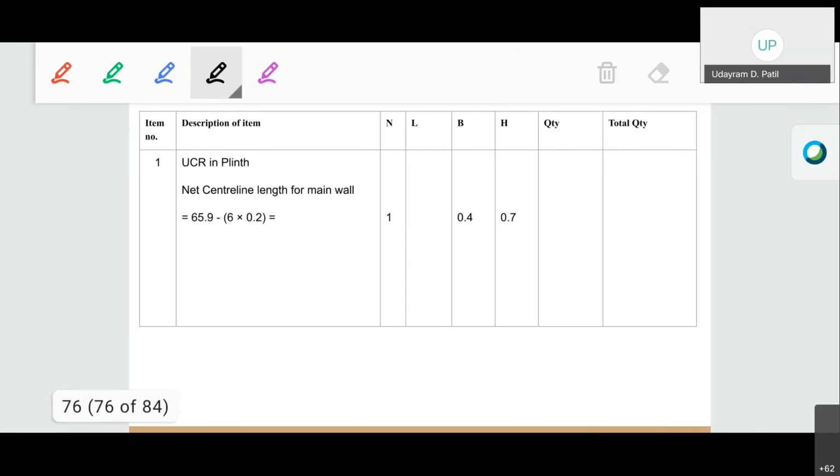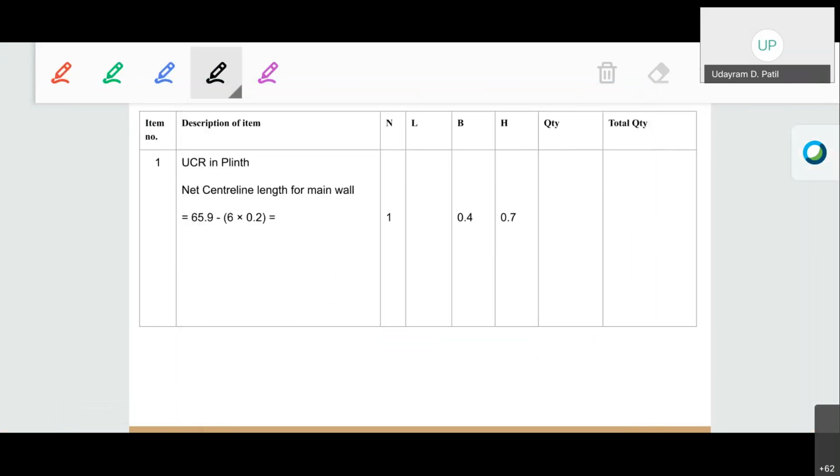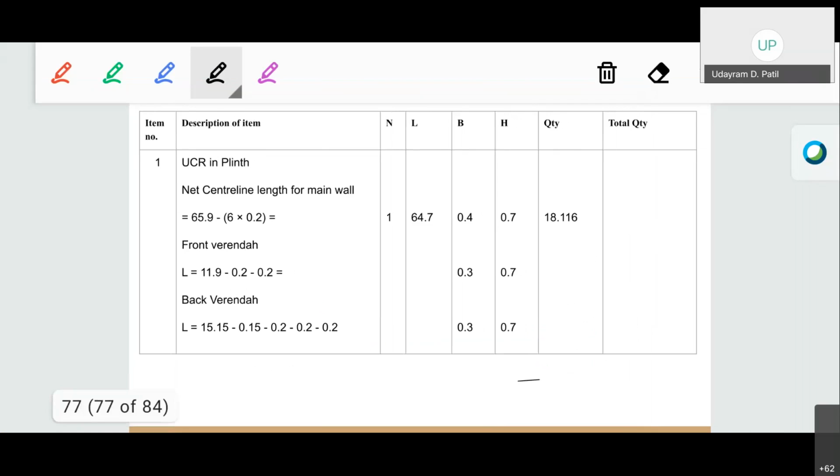Calculate the quantities for the UCR in the plinth. Again, for the front veranda, net center line length will be total center line length minus half width of the item and minus half width of the item. Both junctions are with the main wall, therefore deducting the width of the particular item of work which coincides with the main wall.